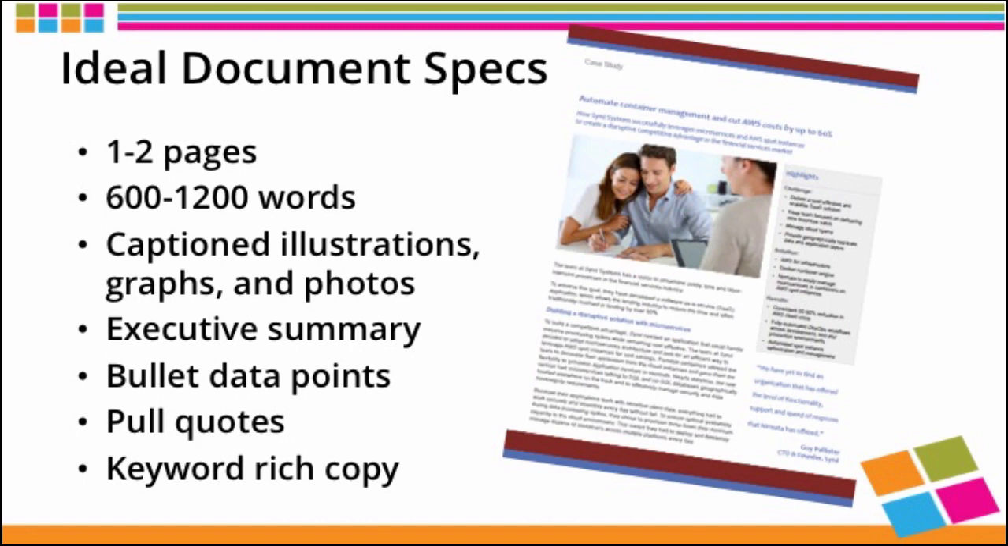There's typically some sort of executive summary. This can be a full-on paragraph or maybe just 1 or 2 sentences to give people a taste of what the case study is about. There are almost always some bullet data points. These tend to be in the sidebar of the document, so that people who don't actually read the entire story can get the gist of the benefits in a glance or two.